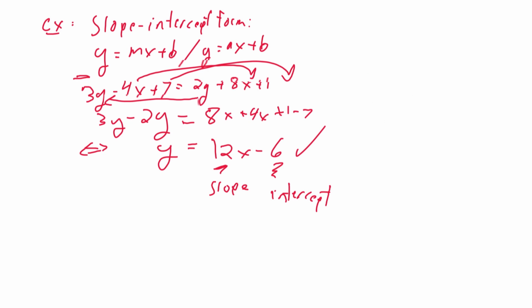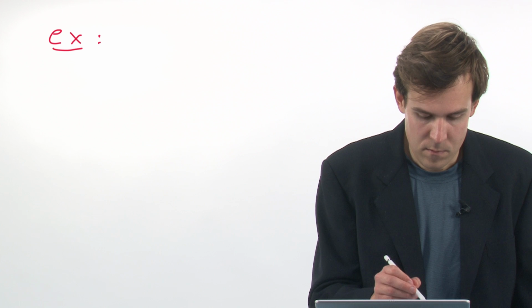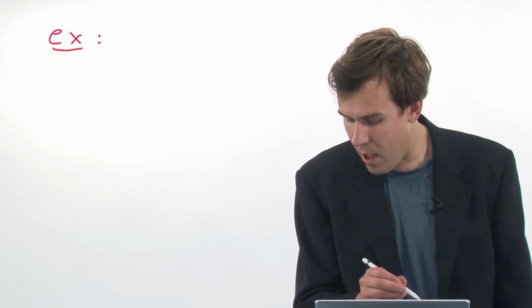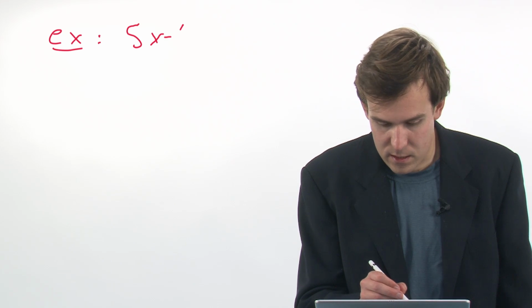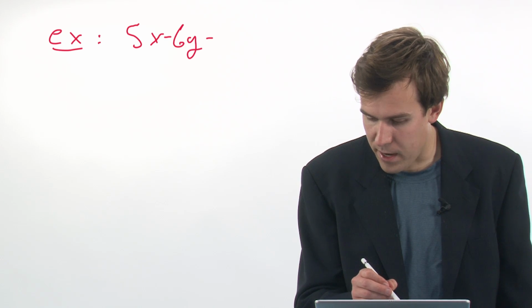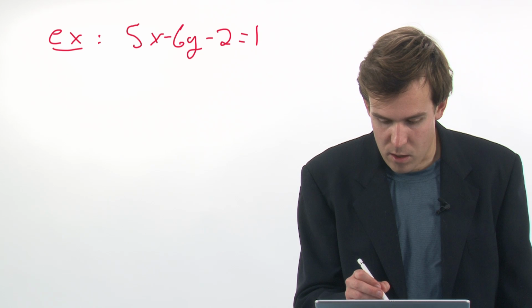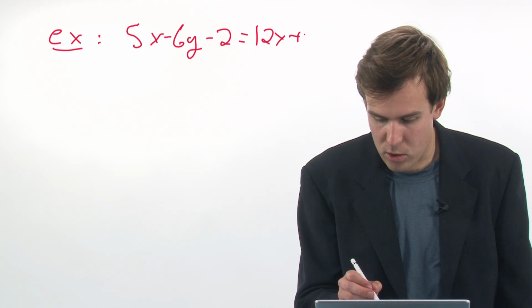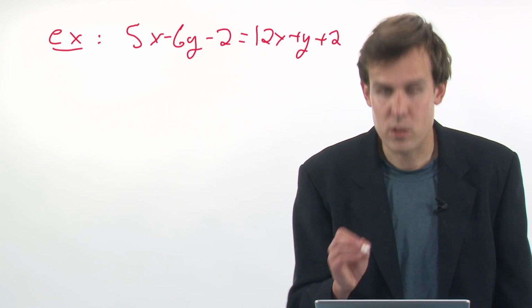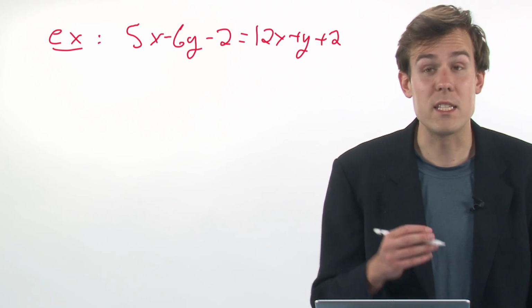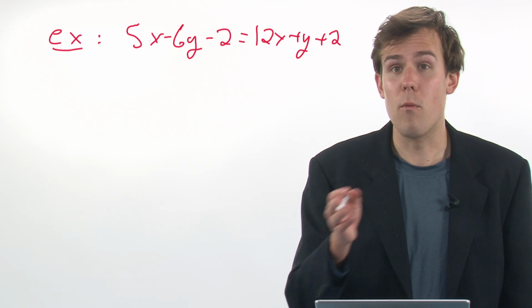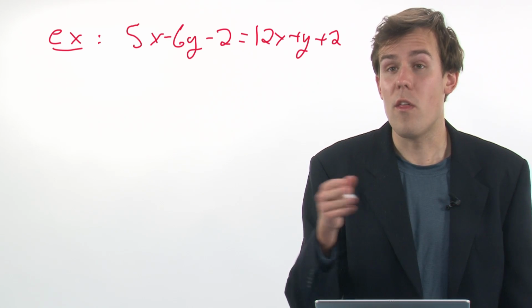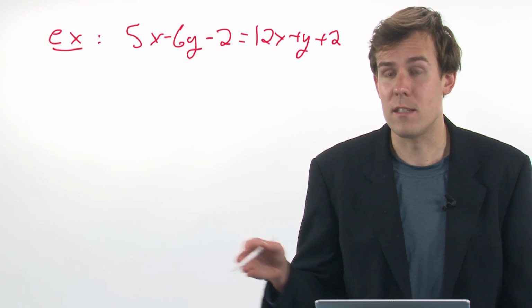Let's look at another example of this. I have now 5x minus 6y minus 2 equals 12x plus y plus 2. And I want to put this into slope-intercept form. So I play the same game. I'll put all the y's on the left-hand side, and all the x's and all the constants on the right-hand side.